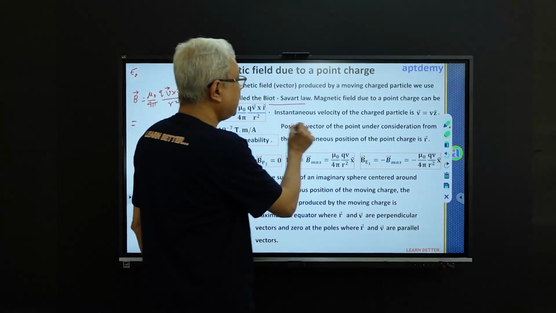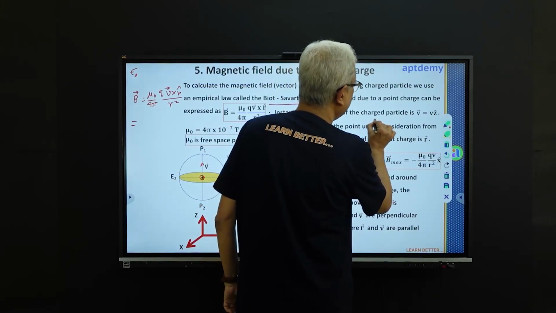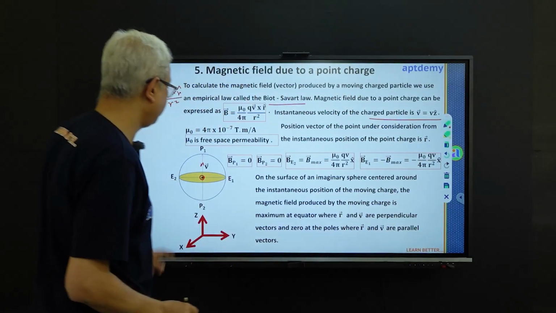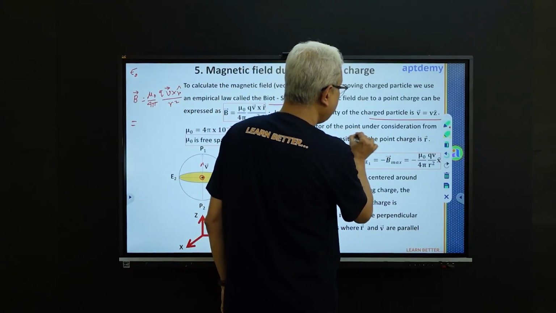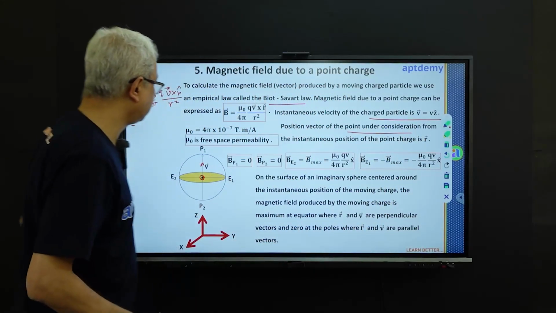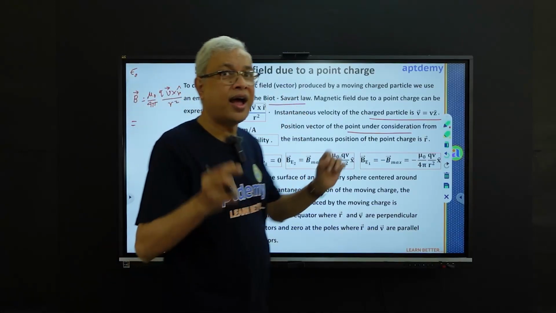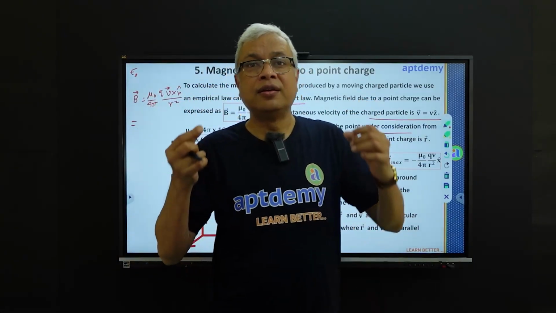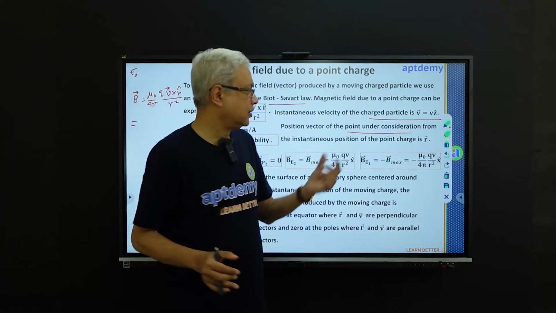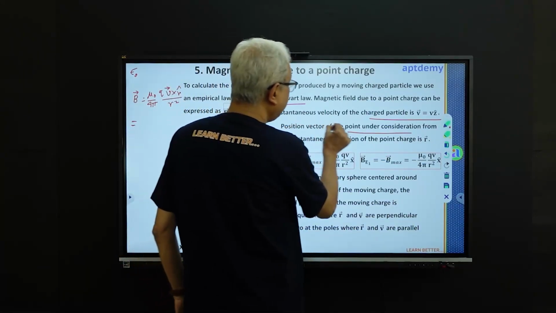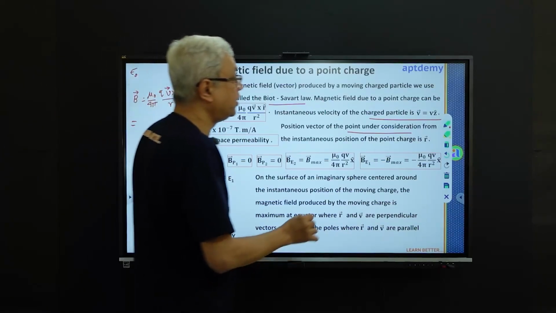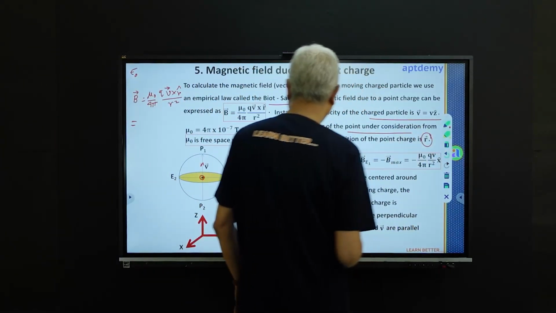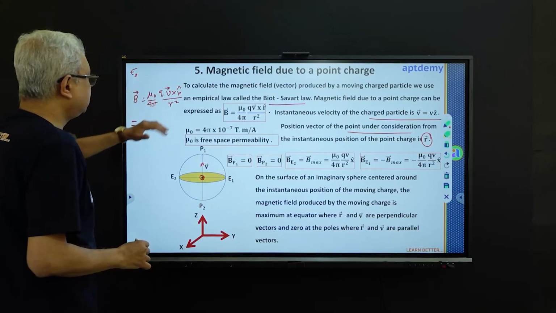The instantaneous velocity of the charged particle is V equal to V z cap. It is moving along this direction. The point under consideration is the point at which I am interested to know the value of the magnetic field vector. The position vector of that point from the instantaneous position of the point charge is R. So, these are the quantities.